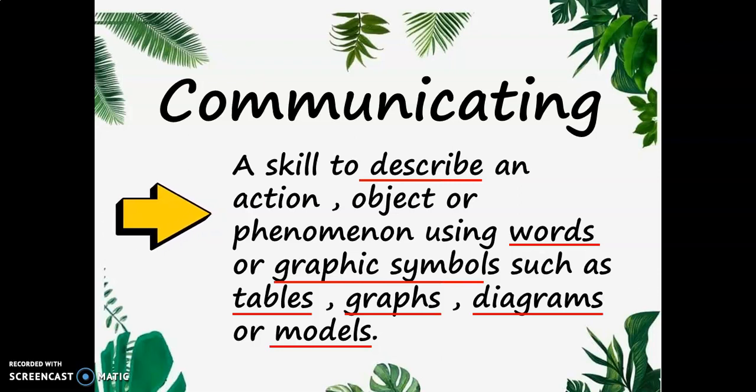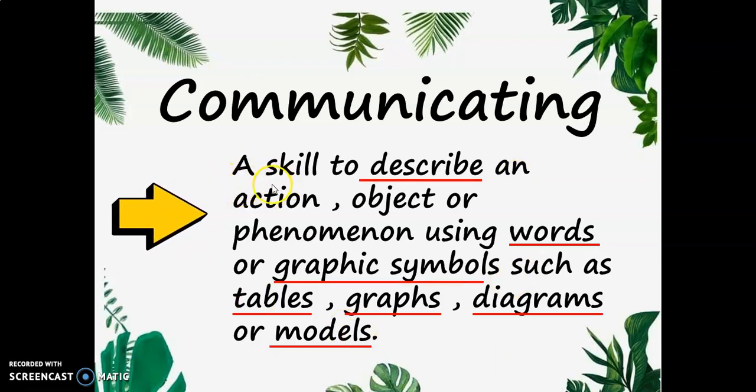Now, we are going to go through the second science process skill, which is communicating. Communicating is a skill to describe an action, object, or phenomenon using words or graphic symbols such as tables, graphs, diagrams, or models.